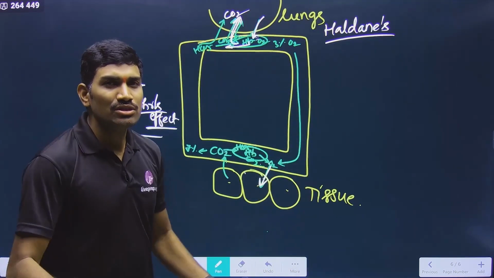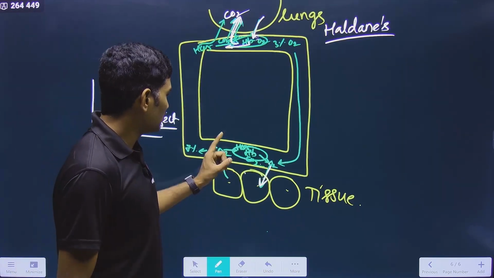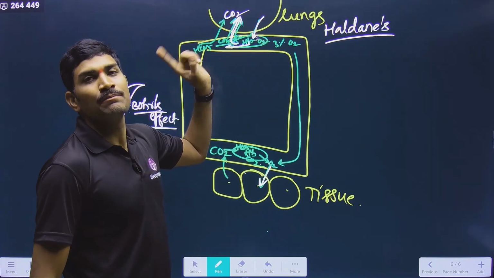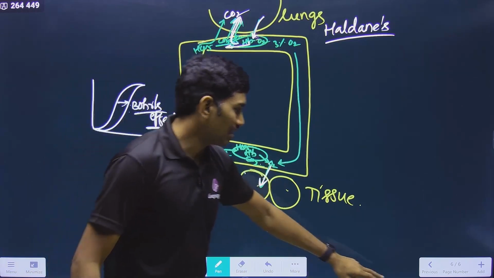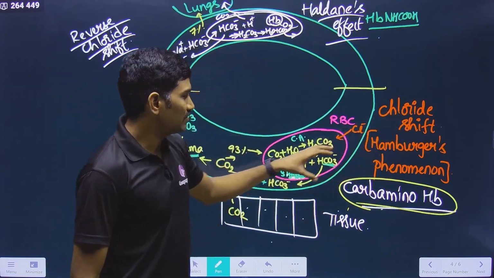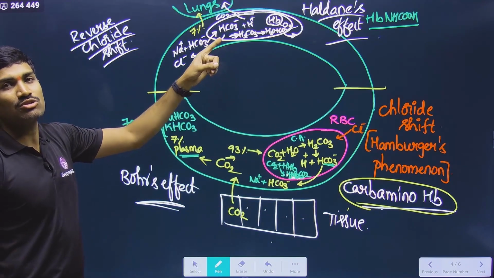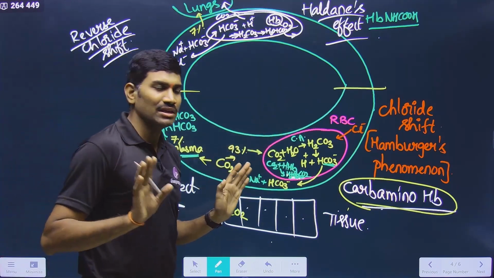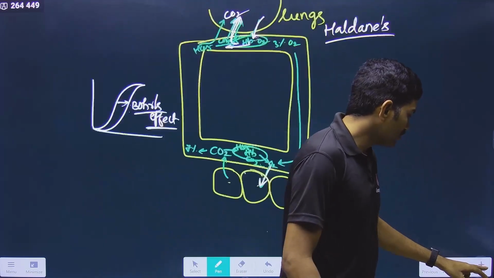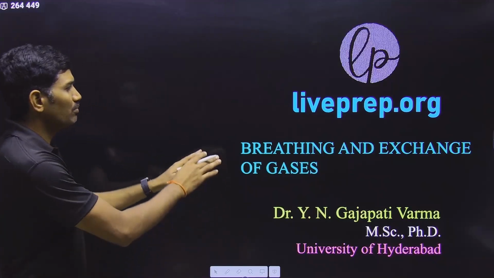That's it. So in this way, we are talking about total 2 scientist names. One is Bohr's effect at the tissues, the other one is Haldane's effect at the lungs. Along with this, we are studying the Hamburger's phenomenon, the chloride shift that we are studying at the tissues. The reverse is happening at the lungs, and it is called reverse chloride shift. These are the various important names that you need to understand with respect to the transport of carbon dioxide. The concept is very simple. I hope you understood this.